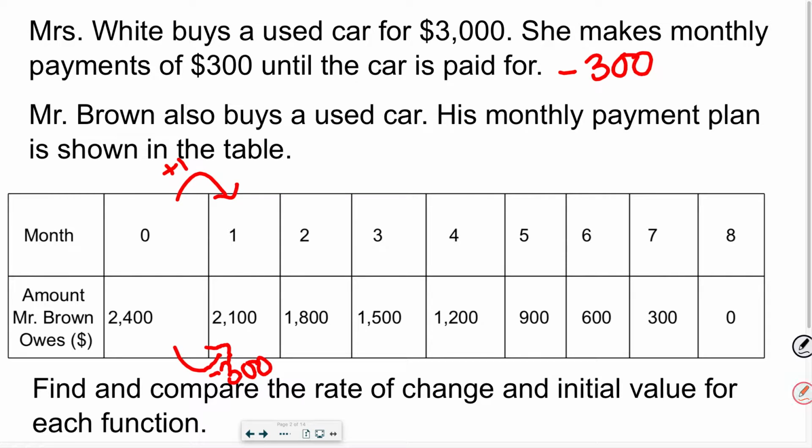Good. Now let's take a look at the initial value. For Mr. Brown, take a look at the table. What is the initial value? Put it into the context, 2,400. What does that mean in this scenario, 2,400? 2,400 what? For the monthly payment. So it's the money he owes.